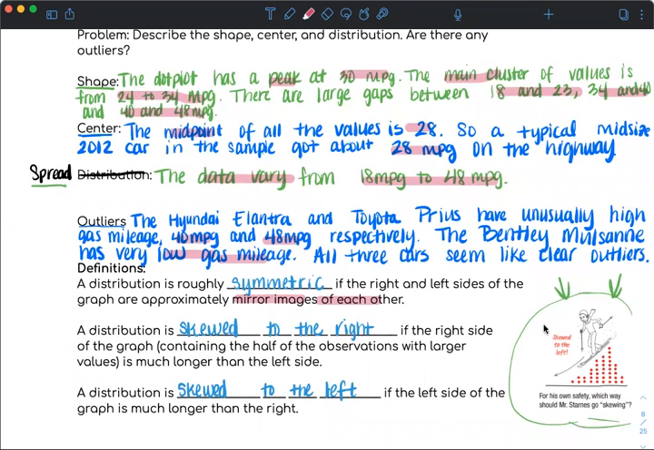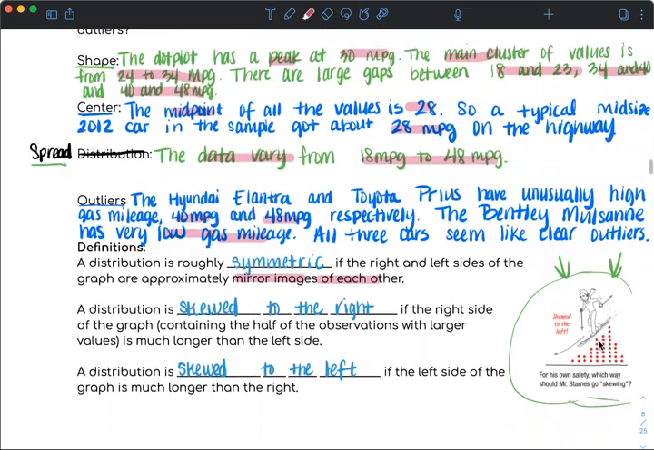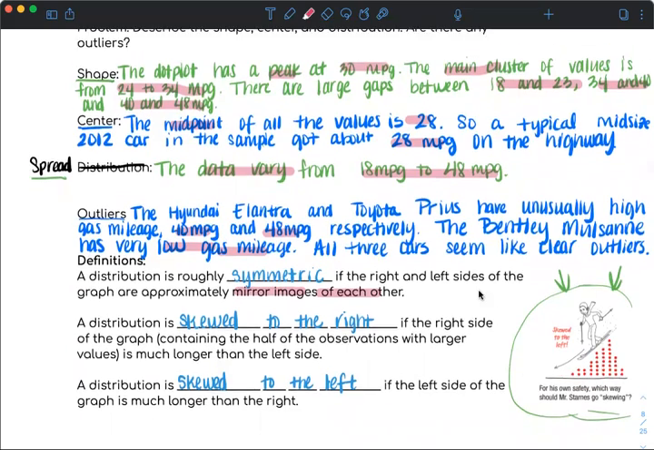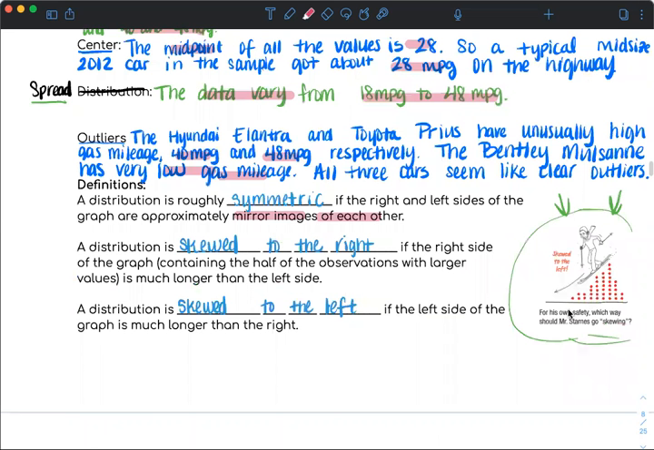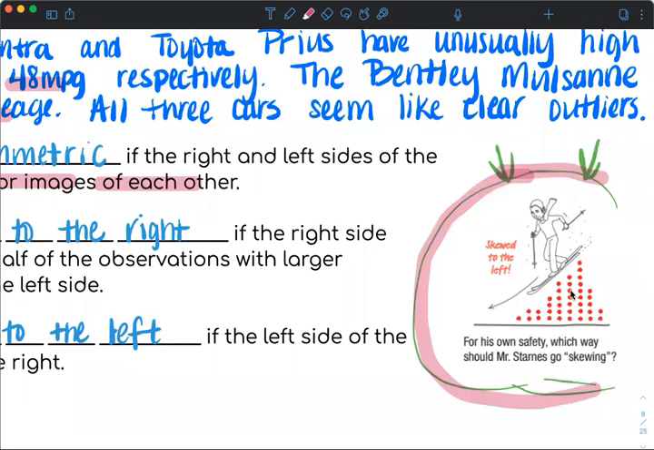Sometimes it can be kind of tricky to remember which one is skewed to the left and skewed to the right. Essentially, here's a nice little graphic here. If the tail is longer on the left, then we're skewing to the left. And you can kind of remember this if that's helpful, skew to the left.